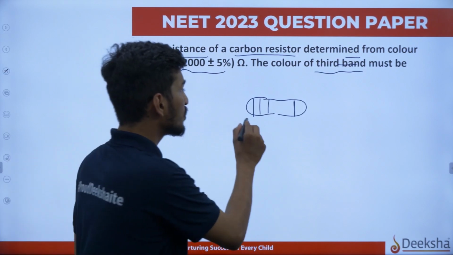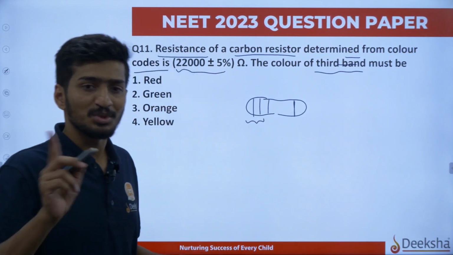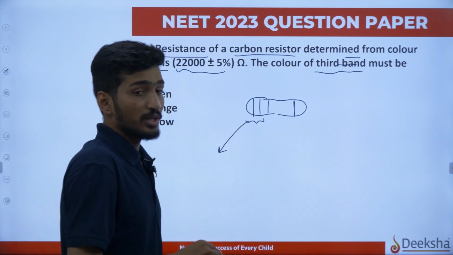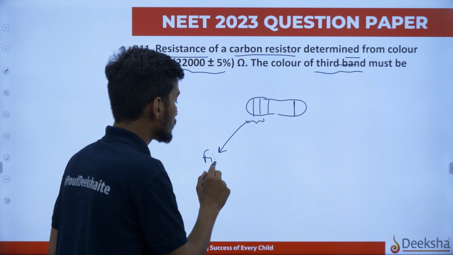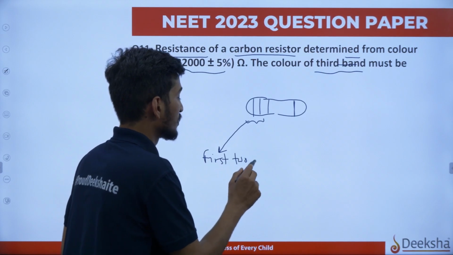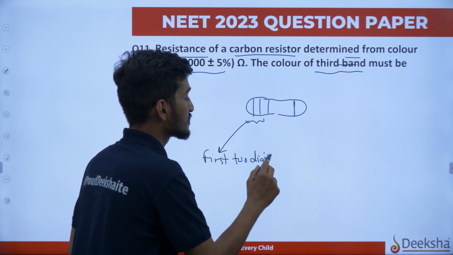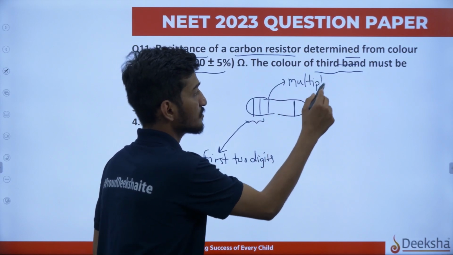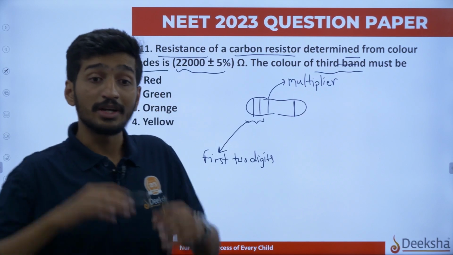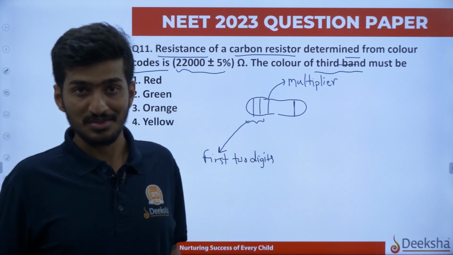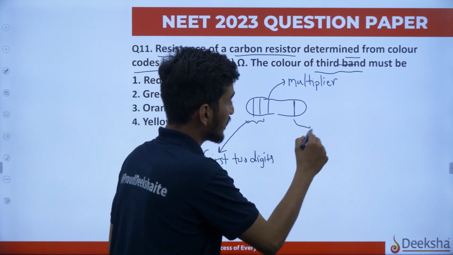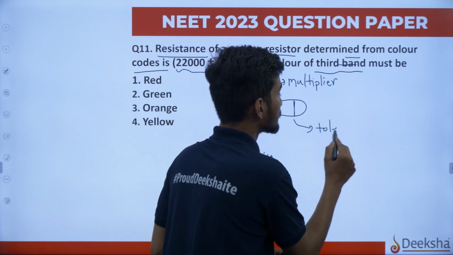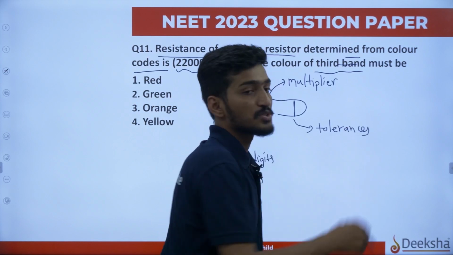Okay, you know what these bands do, right? You have studied color coding of carbon resistances. These first 2 are for the first 2 digits of the value of resistance. The third one is the multiplier. Now this one talks about 10 to the power how much is the resistance. And the 4th and last one, if it is present, talks about the tolerance in the value of resistance.